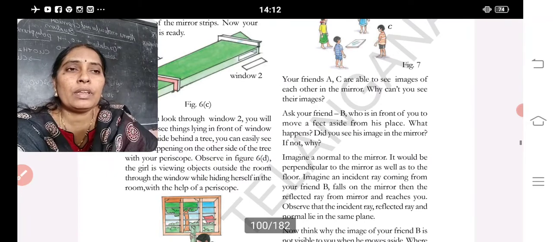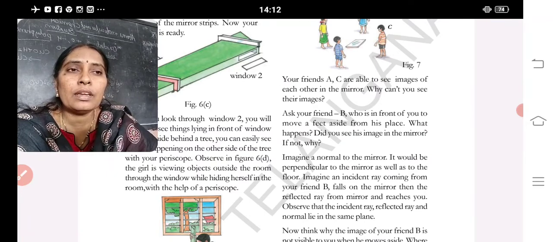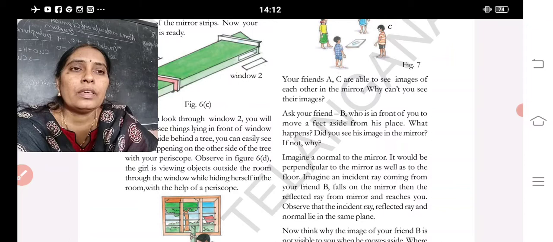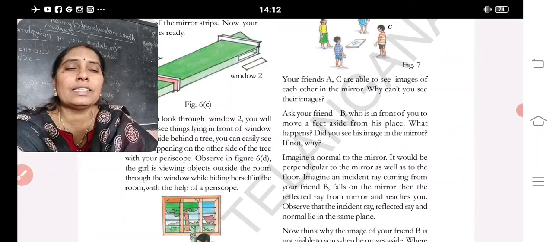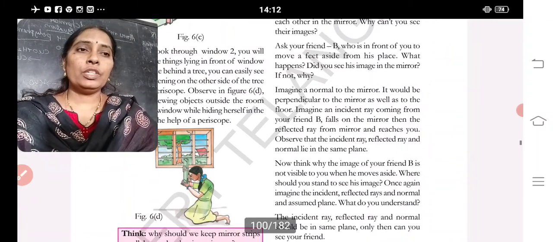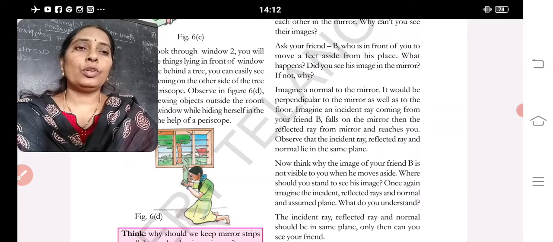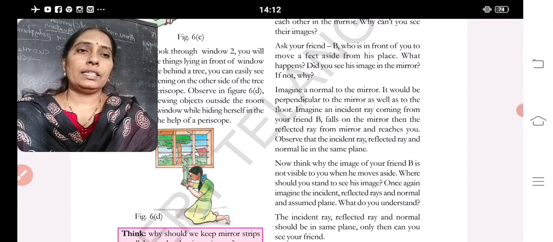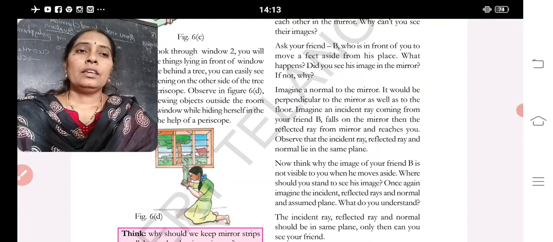Imagine a normal to the mirror, perpendicular to the mirror as well as the floor. Imagine an incident ray coming from your friend B falling on the mirror, and the reflected ray from the mirror reaching you. Observe that the incident ray, reflected ray and normal lie in the same plane. So now you think why an image of your friend B is not visible to you when she moves aside. Where should you stand to see his image? Once again, imagine the incident ray, reflected ray, normal, and the assumed plane.